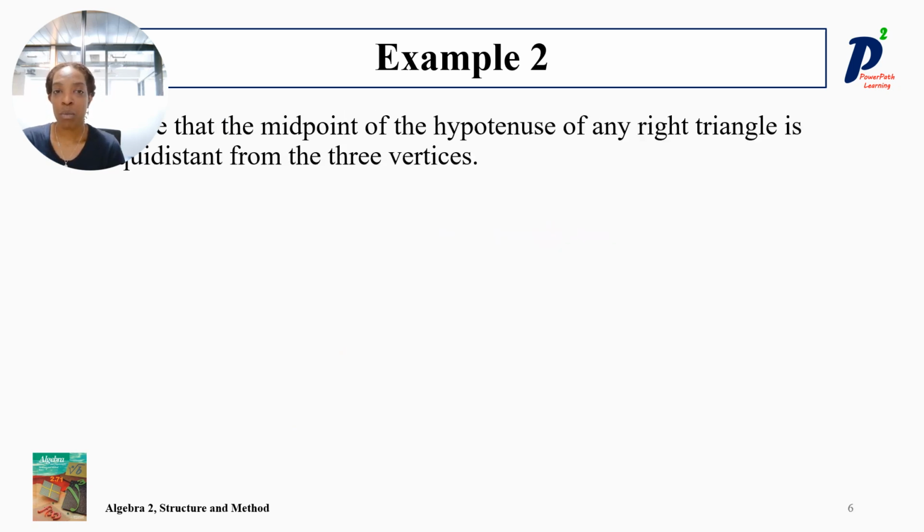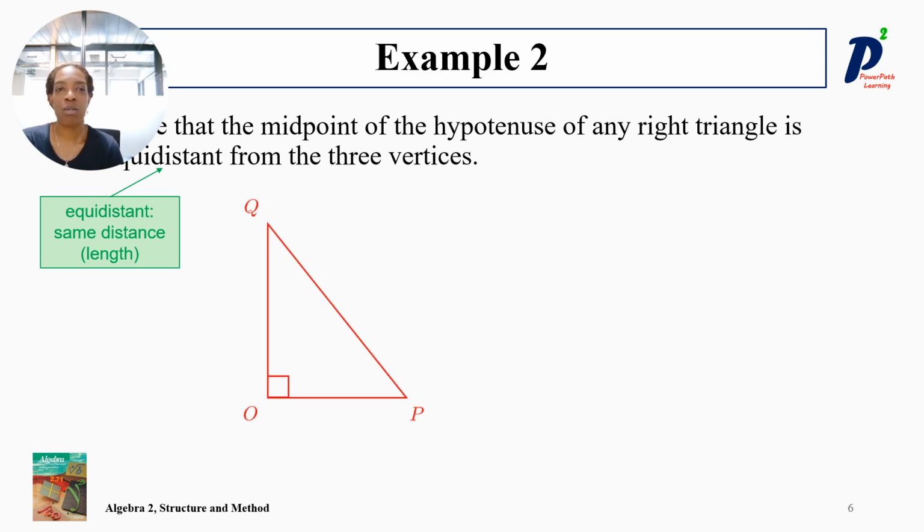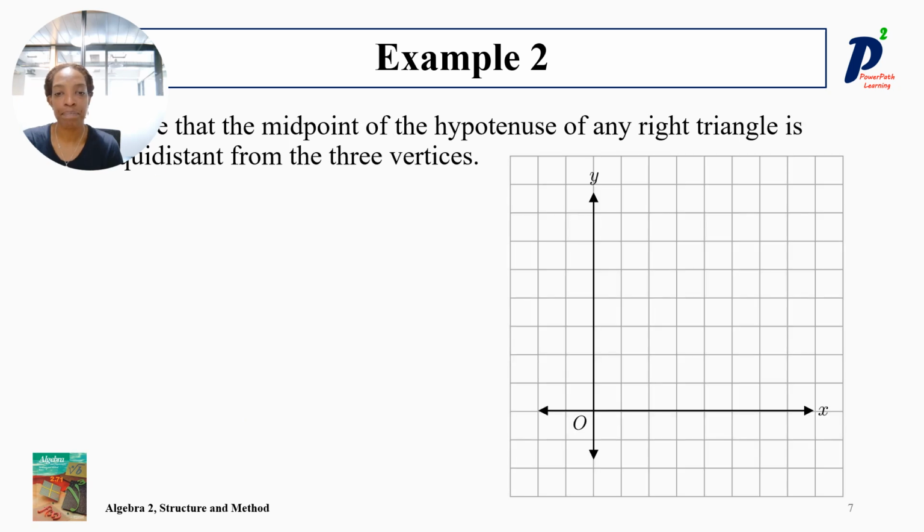For our second example, we need to prove that the midpoint of the hypotenuse of any right triangle is equidistant from the 3 vertices. Okay, so first, let's define equidistant. It just means the same distance or the same length. Now, it's just a fancy geometrical term, so don't be worried about it. Let's draw a right triangle POQ. Now, the midpoint of the hypotenuse is point M. Here's what we need to prove. OM is equal to QM is equal to MP. That's it. So let's get started on that.